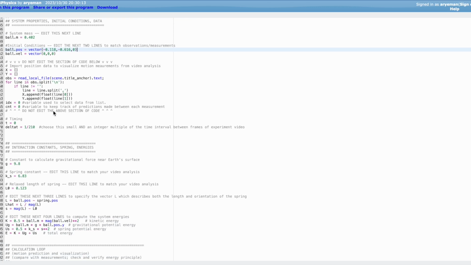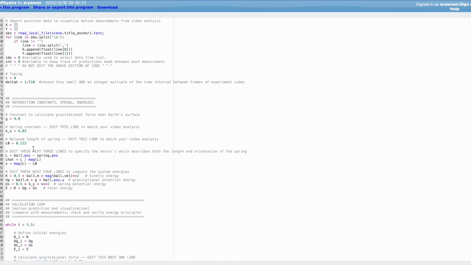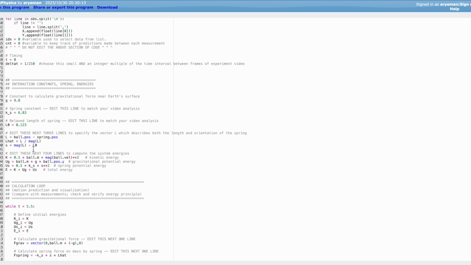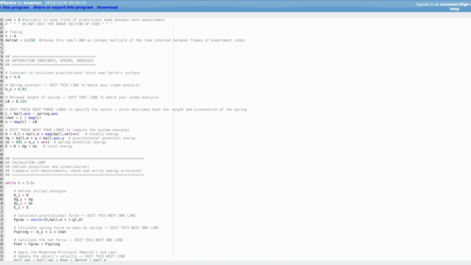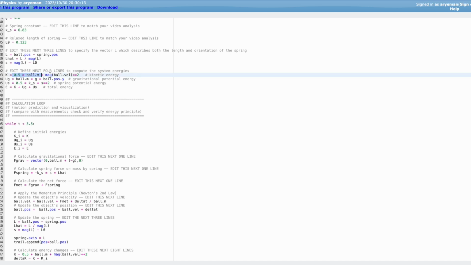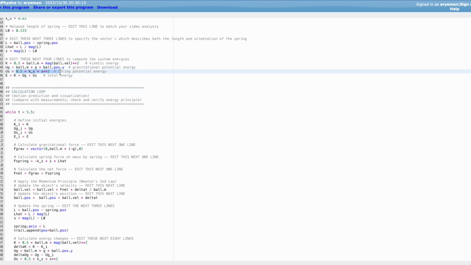And so we take our g to be 9.8, our acceleration of gravity. Our spring constant is 6.83, which is calculated with the period equation, T equals 2 pi square root of m over k, where omega is the angular velocity. And then you have L equals ball dot position minus spring dot position, so we're just calculating the spring vector, and that way we'll calculate the kinetic energy with 1/2 mv squared, and then our potential energy by gravity, which is mgh, and also by spring, which is 1/2 ks squared.